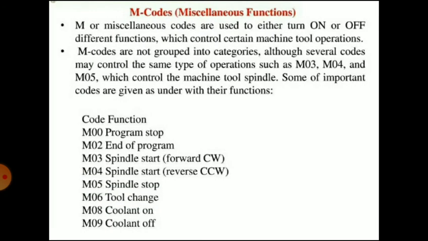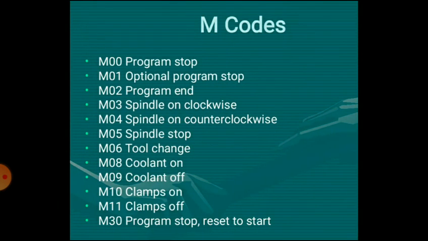Then M codes, that is miscellaneous functions. M or miscellaneous codes are used to either turn on or off different functions which control certain machine tool operations. M codes are not grouped into categories, although several codes may control the same type of operations such as M03, M04 and M05, which control the machine tool spindle. Now some of the important codes are given. So you can see these codes in the next slide.